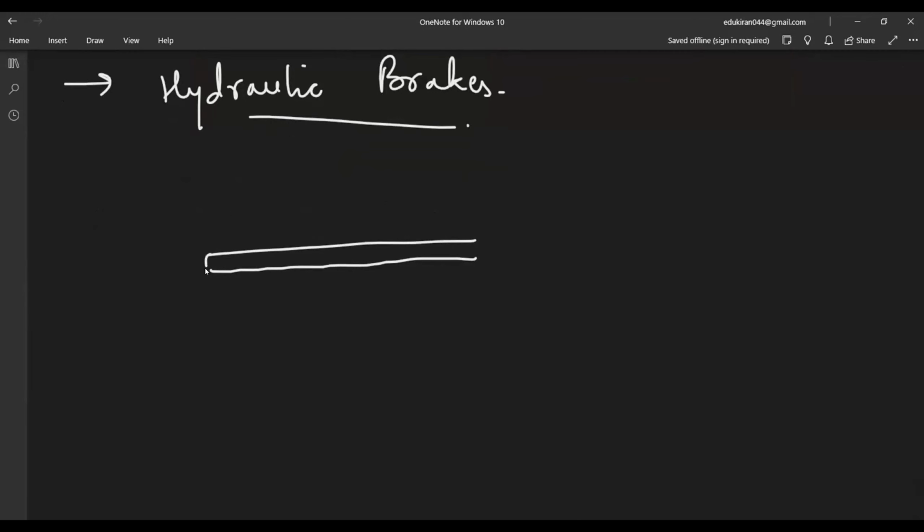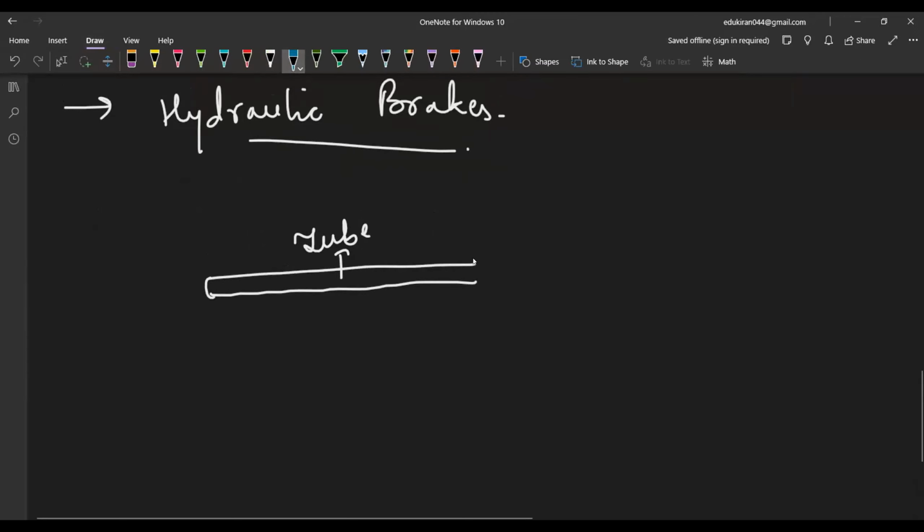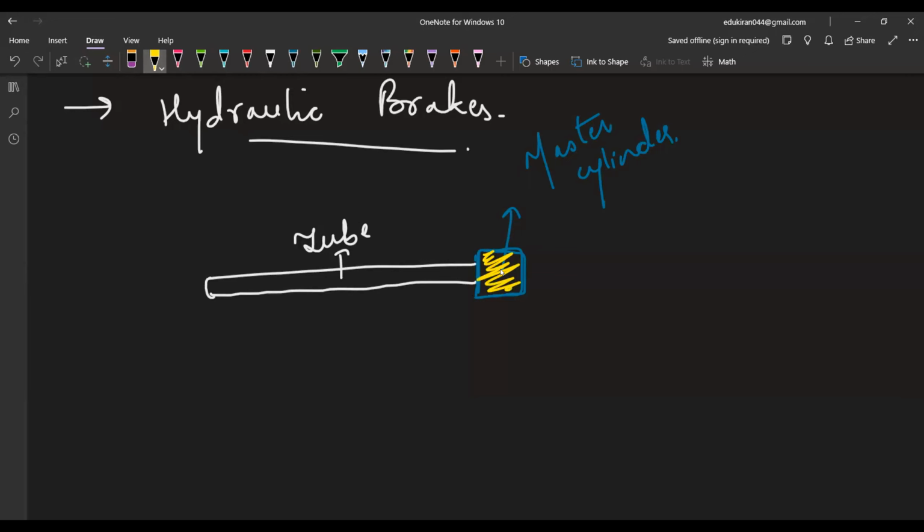All right, this is a tube which is present. And at the end, it has a master cylinder. Why does it have a master cylinder? Because it has to contain the brake oil through the tube. So this is the master cylinder, which itself consists of brake oil.